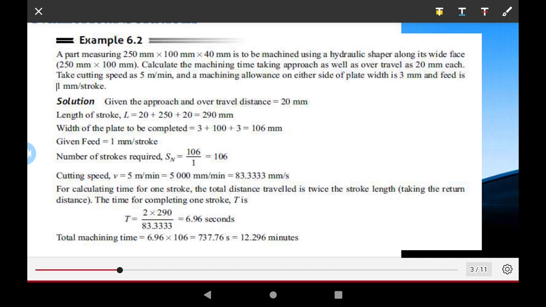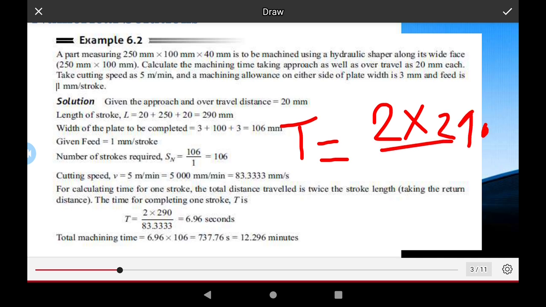For calculating the time for one stroke, the total distance traveled is the stroke length, taking the return distance into account. The total time to complete one stroke, T, equals 2 into the total length, 290 mm, upon the speed, 83.333. One stroke is completed in 6.96 seconds.